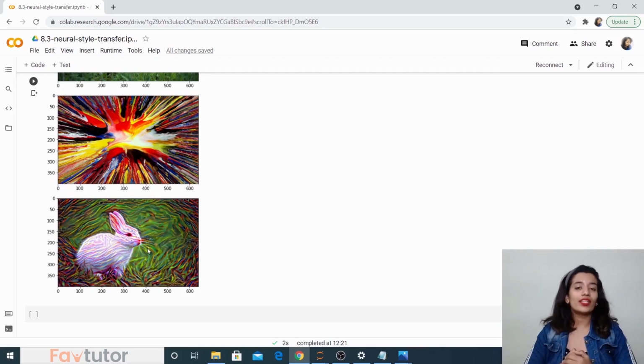This is how you can use neural style transfer in order to transfer the image style. Before it was just a plain image, you just combine that with some style and incorporate that style in the particular content image.